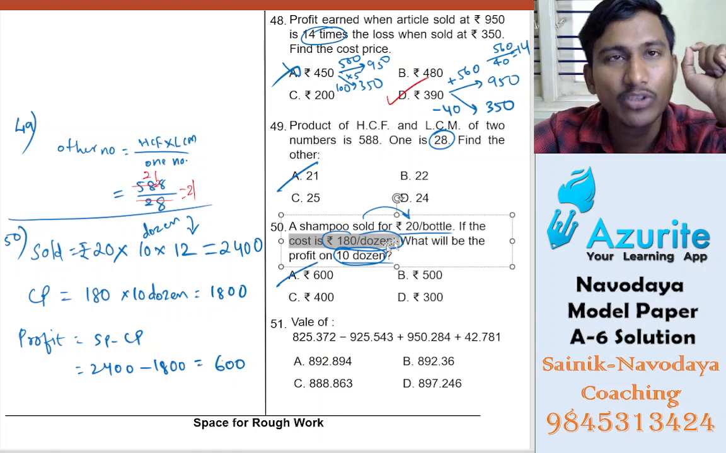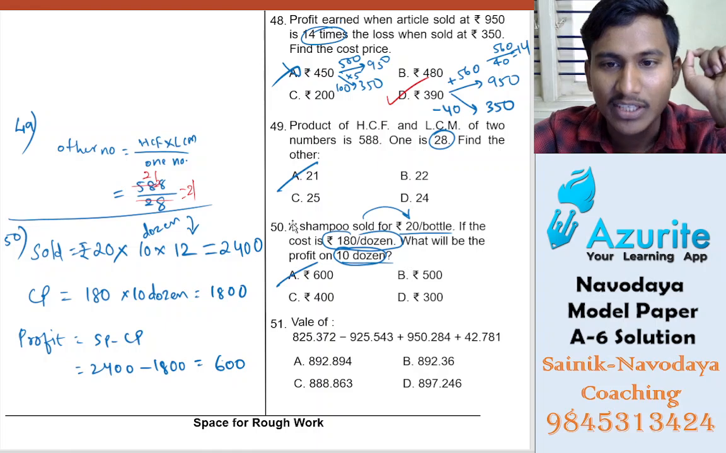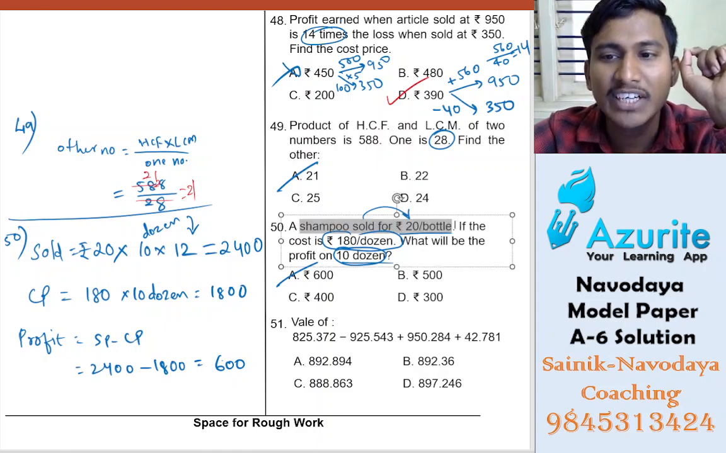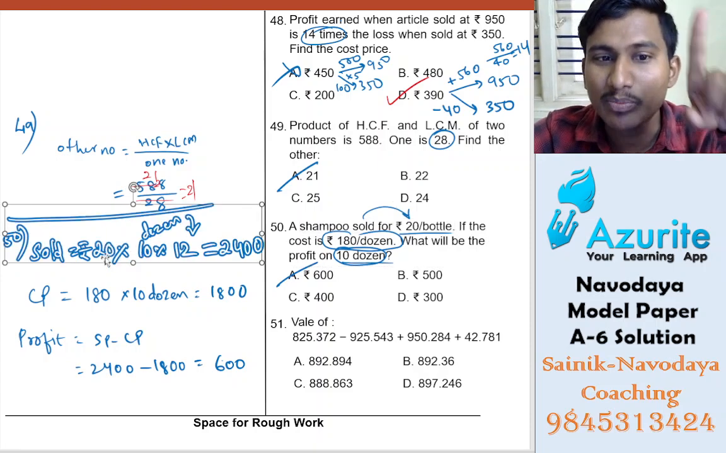Cost is 180 rupees per dozen. So 10 dozen is 1800 cost price. Now selling, sold at 20 rupees per bottle. Per bottle means one bottle. So 20 rupees one bottle.